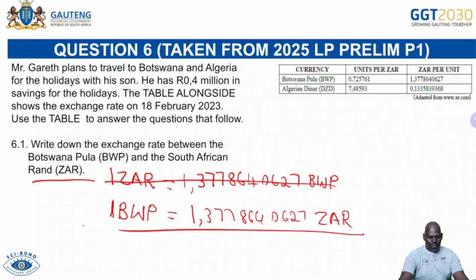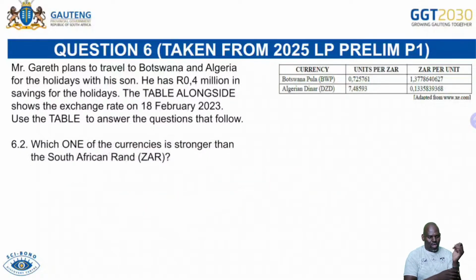Okay, so that is number 6.1. Right, then number 6.2, which one of the currencies is stronger than the South African rand?